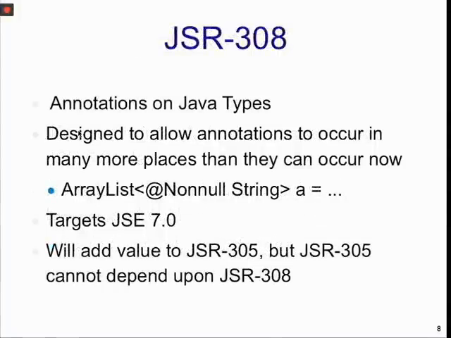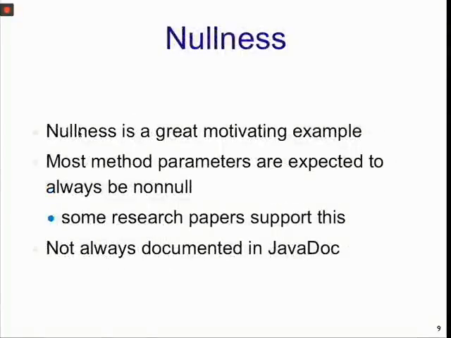There's a separate JSR, annotations on Java types, which is designed to allow you to put annotations in more places. That targets Java 7. It interacts with this JSR, but we're not dependent upon it. OK. So nullness is the great motivating example. It's the one where you say, yes, I want an annotation. If you can sell an annotation for anything, you can sell an annotation for nullness.